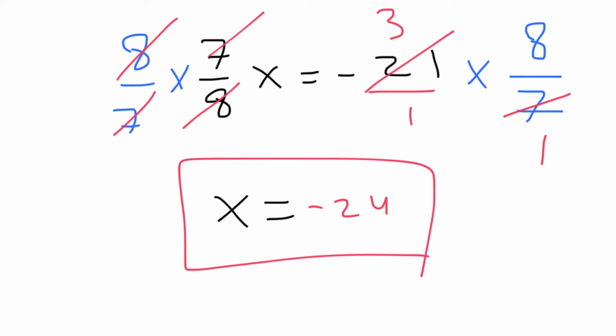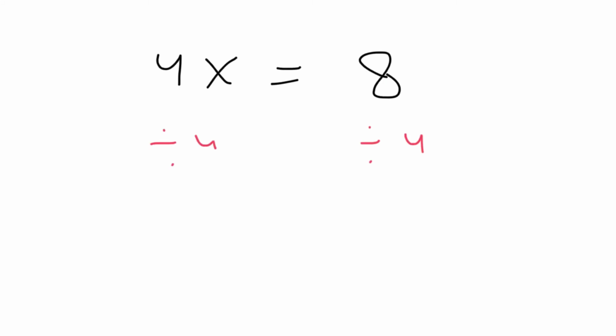In general, if you have a coefficient, you divide by the coefficient. So suppose I have 4x, for example, 4x equal to 8. You don't have a fraction here. You only have the 4, so you just divide by 4 here, and you divide by 4 here. So this becomes here x, right? And this becomes here 2.